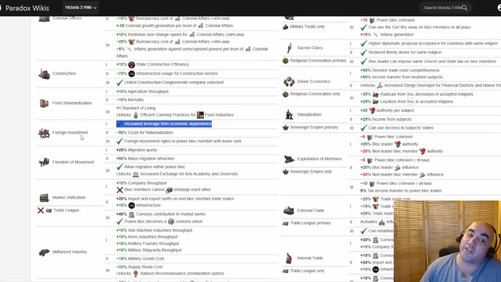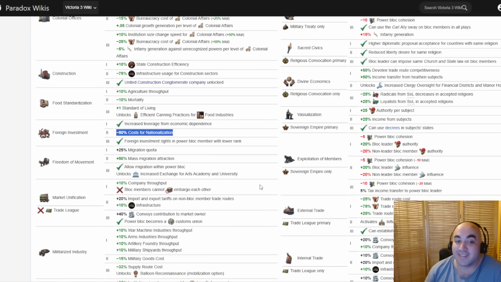And this is going to be really good for Sovereign Empire to slot in for just the first level sometimes, and then switch to something else. So you store up 3 mandate, you slot in foreign investment, and then you subjugate the person, and then you slot in something else. It also gives you minus 50% cost for nationalization, which is not going to be useful on laissez-faire, but again, if you're playing Sovereign Empire, it is going to be more useful in that sort of situation.